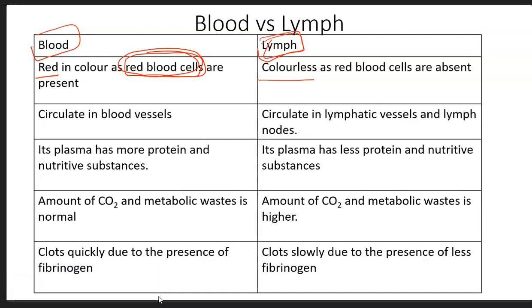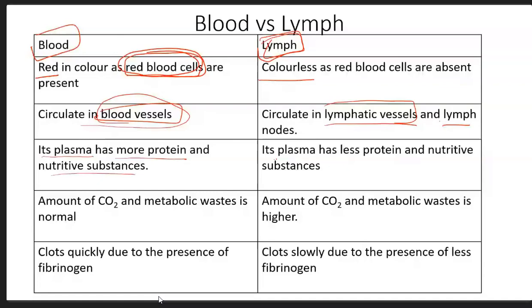Blood circulates in the blood vessels, and lymph circulates in the lymphatic vessels. So we have blood vessels: artery, vein, blood capillaries. For lymph, we have lymphatic vessels, and they flow the lymph through the lymph nodes. Next, blood plasma has more protein and nutritive substances, and lymph plasma has less protein and nutritive substances.